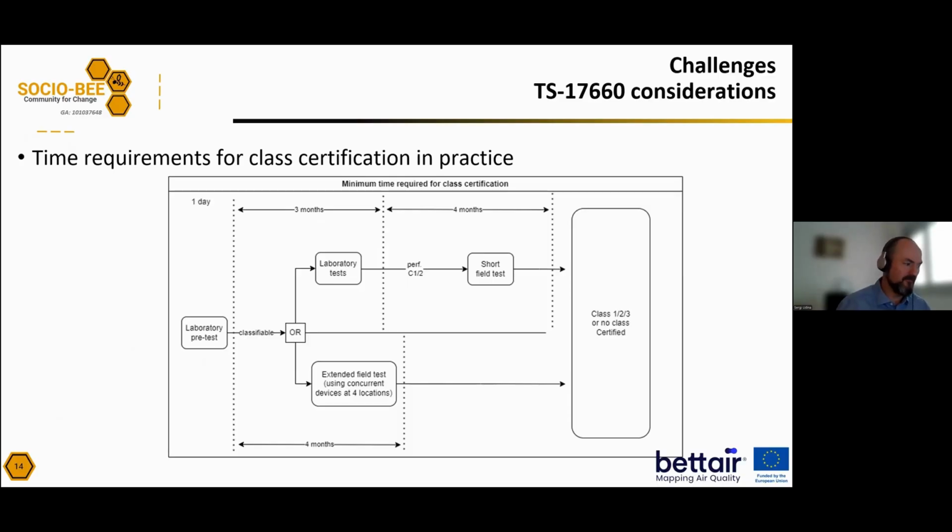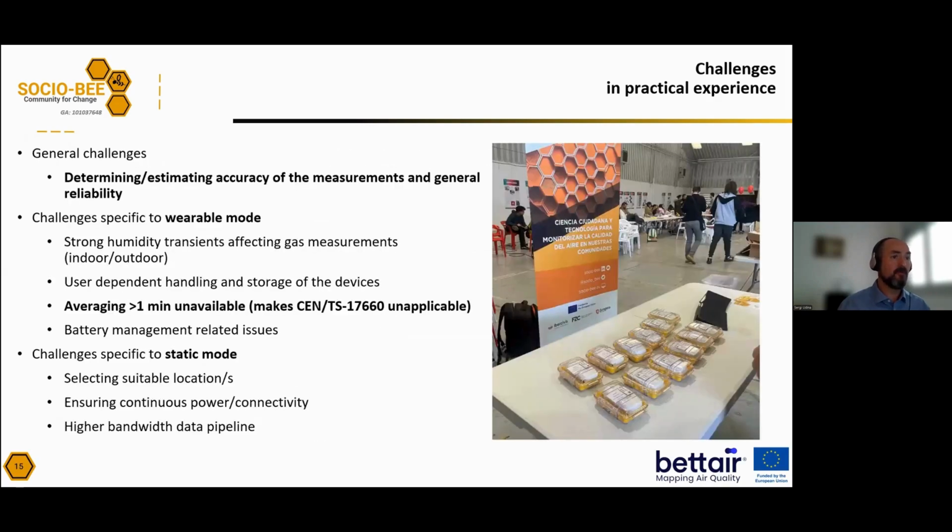And unfortunately, it's not uncommon that projects do not have 4 months to go through a certification process. Typically, projects are tight in timelines, and it was very much the case in SOCIO-BEE. We were very tight, to fit the 2 iterations of the technology and the engagement toolkits into 3 years. So it remains a challenge how we determine or estimate or give some idea of the accuracy of our measurements and our general reliability if we cannot go through the certification that the technical specification tells us to do.